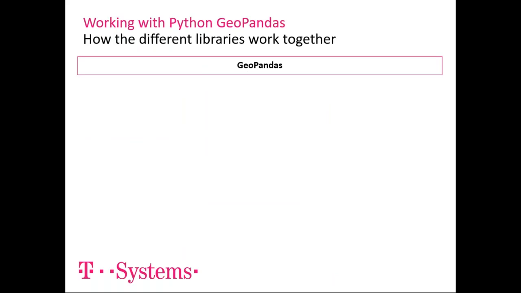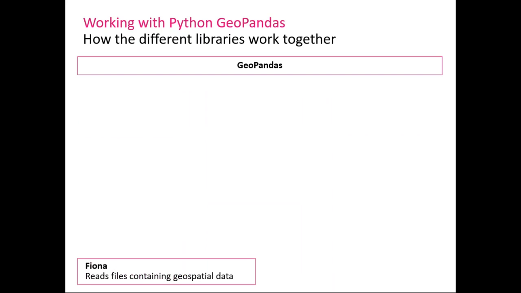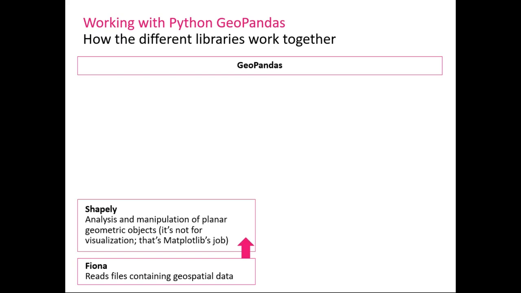Now, let's take a look at how GeoPandas looks under the hood. What are the different libraries and how do they work together? First of all, you need Fiona. Fiona is a library which is built specifically to read and write files containing geospatial data. Once the file is read, it can be represented as an object for further analysis and manipulation in Shapely. Now, bear in mind that Shapely is not for visualization. It is a library that is only built for analysis and manipulation of planar geometric objects.